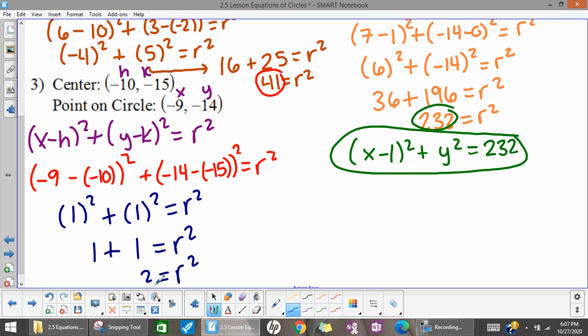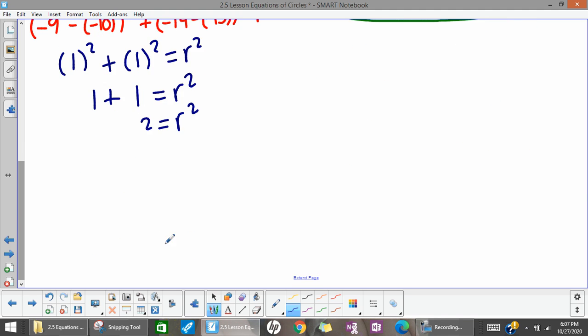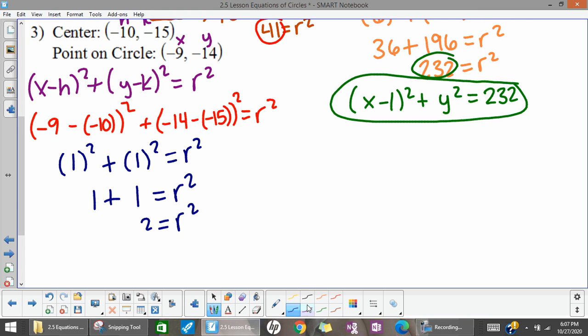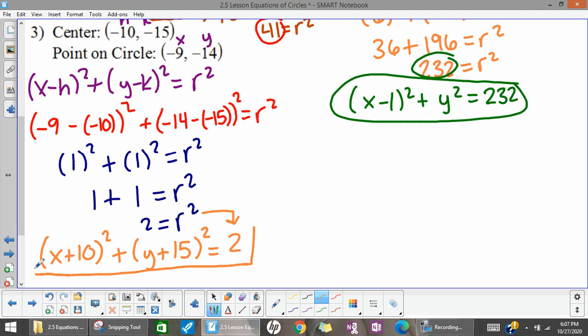Again, we don't need a square root. We're just looking to figure out what is the right side of my equation. So now I can go back and plug in h and k. Since h is negative 10, that's going to be plus 10 in my formula. Since k is negative 15, it's going to be plus 15 in my formula. And then we said r squared was 2. And so on the right side, we get 2.